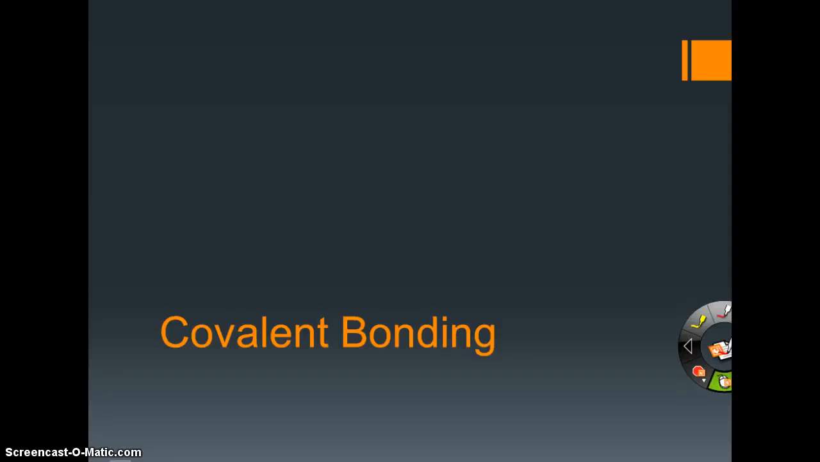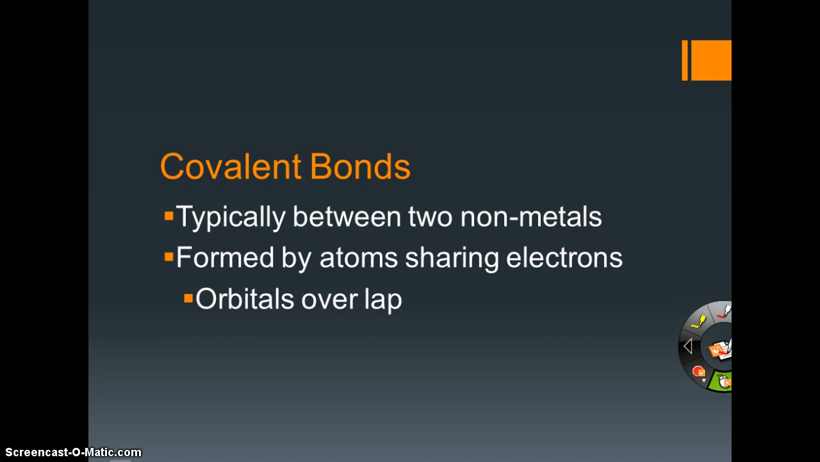Okay, so we've discussed ionic bonding, ionic formulas, ionic nomenclature. Now we're going to move on to the second type of bonding that we're going to talk about, and that is covalent bonding. With a covalent bond, it's going to be between two nonmetals, and it's going to be formed by atoms sharing electrons. And so these orbitals are going to overlap, and those electrons in between are going to be the shared electrons, and that's going to be our bond.